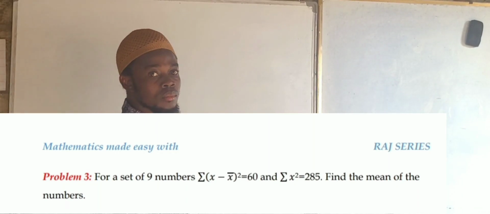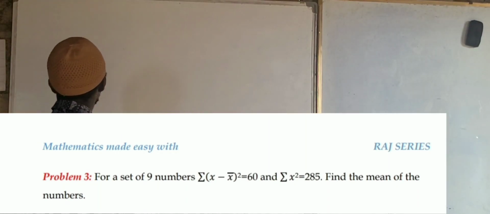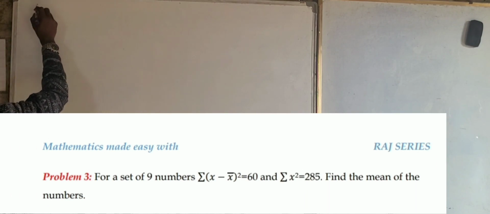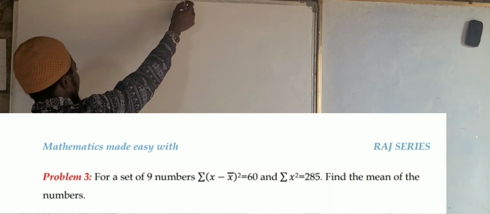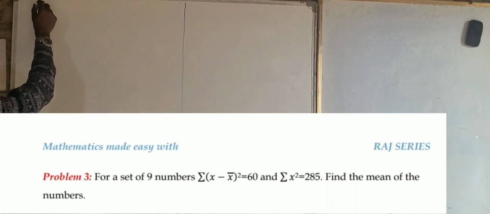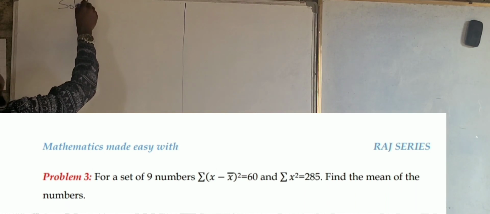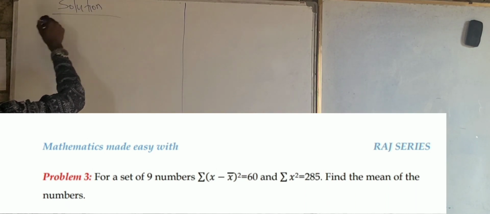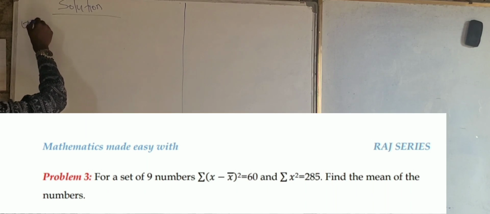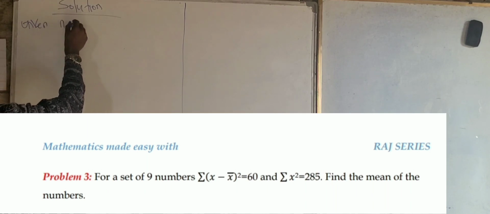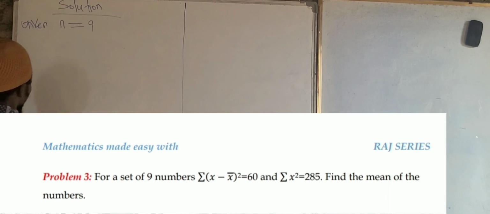For a set of 9 numbers. Now we take the solution. So we have a set of 9 numbers. That means n here is equal to 9.